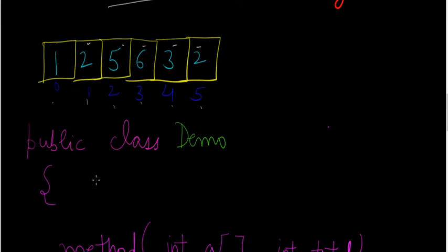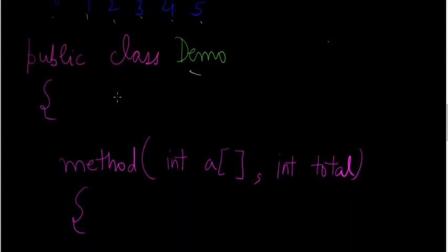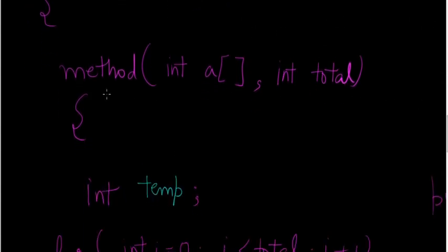First we create a class Demo. You can name the class anything, like class Karan, class KP, class StudyPro, anything. Then we create a method. I'm taking the method name as method only, and I'm taking two parameters, that is int array, and int total, which is the number of elements.